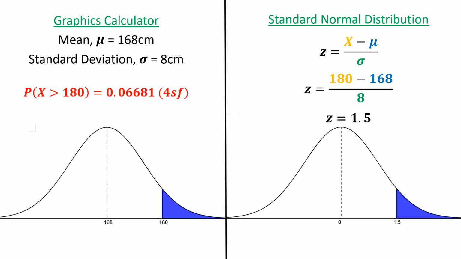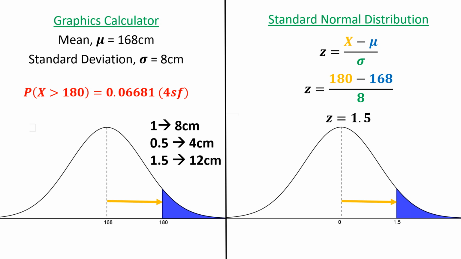Now, what does that mean? Let's redraw the graph with a mean of 0 and our z value out here at 1.5. Now, that tells us how many standard deviations we are away from the mean. We know that one standard deviation is equal to 8 centimetres, so half a standard deviation must be equal to 4 centimetres, and 1.5 standard deviations is equal to 12 centimetres. So we can see in the real world we're 12 centimetres above the mean, but in the standard normal distribution world we're 1.5 standard deviations away from the mean.